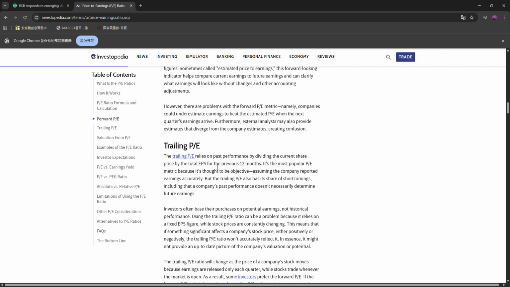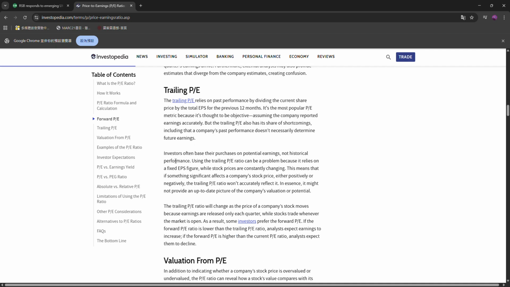Trailing PE. The trailing PE relies on past performance, dividing the current share price by the total EPS from the previous 12 months. It's the most popular PE metric because it's thought to be objective, assuming the company reports its earnings accurately. But the trailing PE also has its share of shortcomings, including that a company's past performance doesn't necessarily determine its future earnings. Investors often base their purchases on potential earnings, not historical performance.